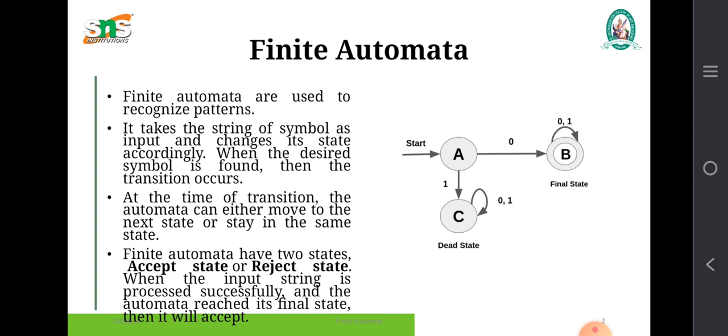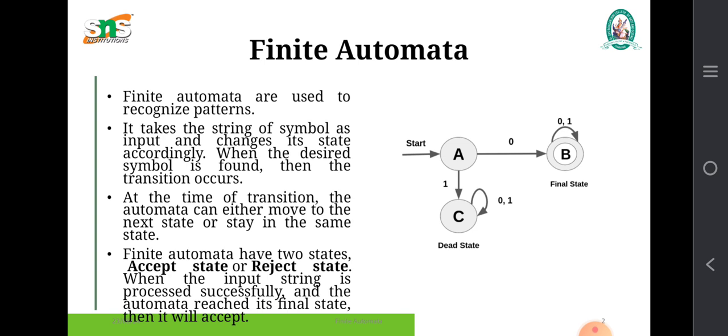And finite automata has two states. What is that? Accept state and reject state. What do you mean by accept state? If the string is accepted and it reaches a final state, then you will call it an accept state. And if it is not reaching the final state, the set of symbols which is not accepted, then you will call that a reject state.